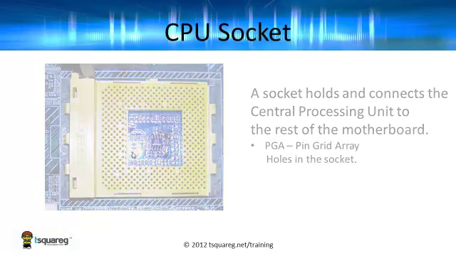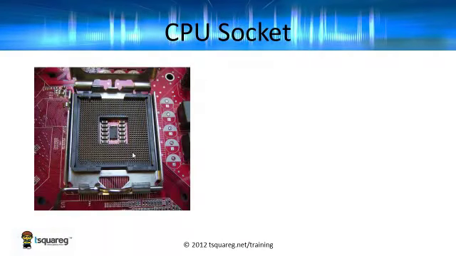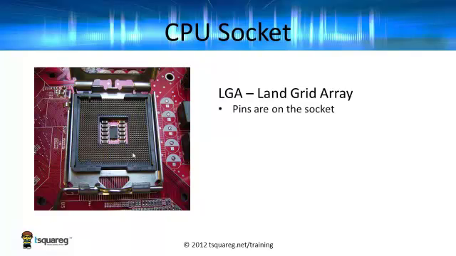The other kind of socket is one in which everything's reversed. The pins are actually in the socket on the motherboard, and you've not really got holes as such on the CPU, but you've got these tiny conduction points. It's referred to as a land grid array socket. Please remember the pins are on the socket.